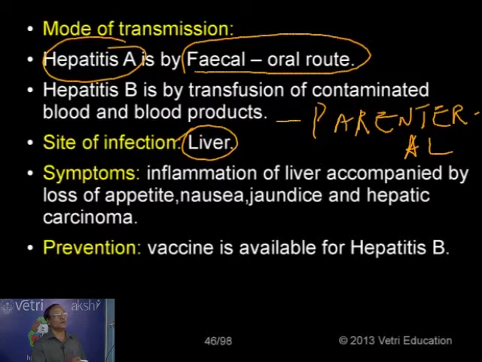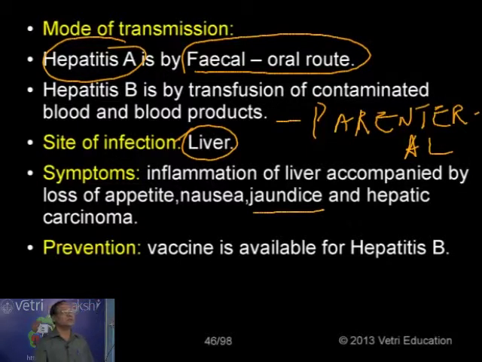Once the liver is affected, what will happen? We have the feeling of loss of appetite, loss of hunger. Then we also have the sensation of vomiting, what is called nausea. So nausea, loss of appetite, and also the symptom called jaundice.